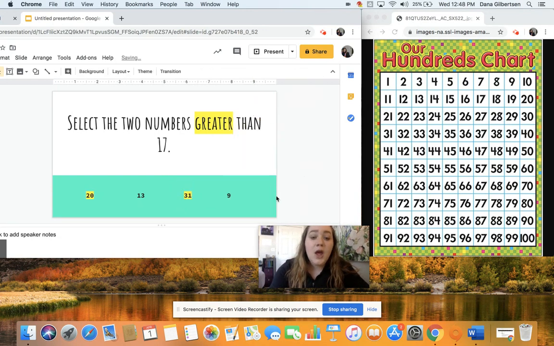I can highlight it. But what do good mathematicians always do? Go ahead, whisper it to yourself. They always check every single answer. So now I'm going to go look at the number 9. I start at 17, find the number 9. We found it right here. Very good. Is 9 greater than or less than 17? It is less than, so I'm not going to pick it. That meant I was right the first time. Good. Now let's move on.